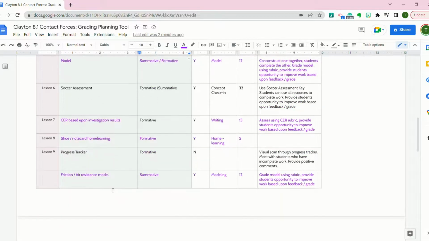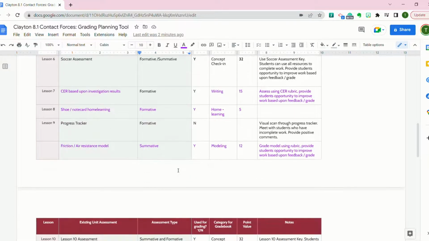Lesson nine, the progress tracker entry is formative and just as above, same routine with the way that we give the kids feedback on that. But they do develop a model that they've really been working on since lesson seven, eight, you know, it's been building to this point. So I kind of feel like this is a summative assignment.